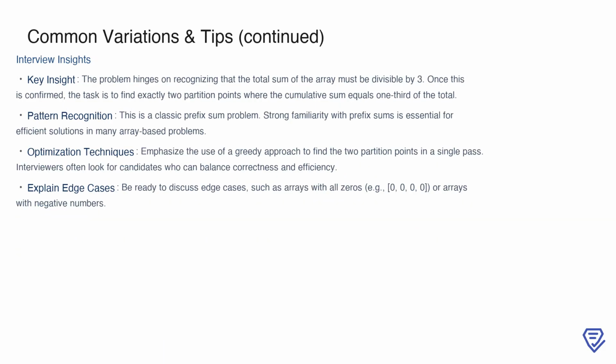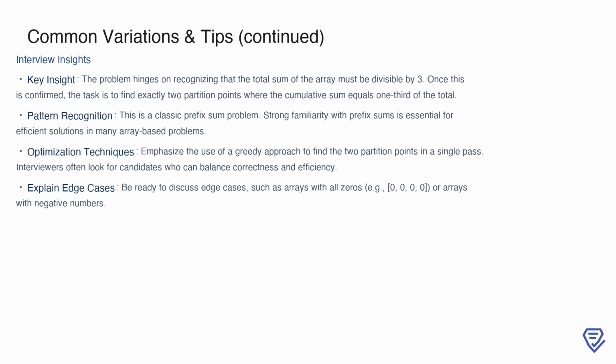Now, let's focus on some key insights that are especially valuable in interviews. The core idea of this problem lies in recognizing that the total sum of the array must be divisible by 3. Once this condition is verified, the goal is to identify 2 partition points where the cumulative sum equals 1/3 of the total. This simplifies the problem significantly.